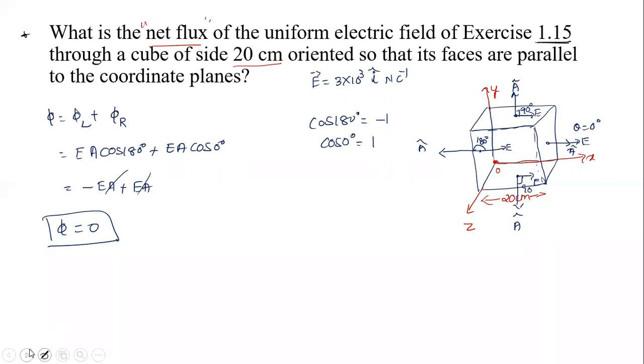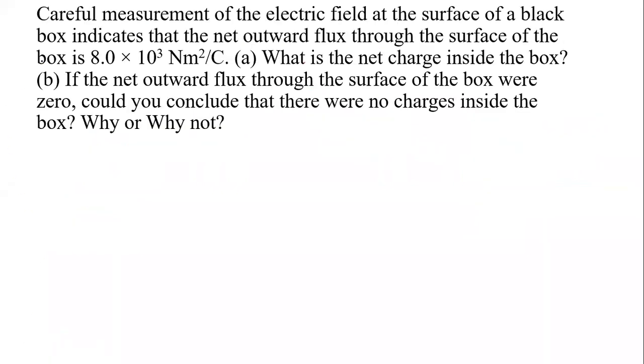So let us move on to the next question now. The question is asking this: careful measurement of the electric field at the surface of a box indicates that the net outward flux through the surface of the box is this much. So let's say phi is equal to 8.0 into 10 power 3 Newton meter square per coulomb. The net outward flux is given.